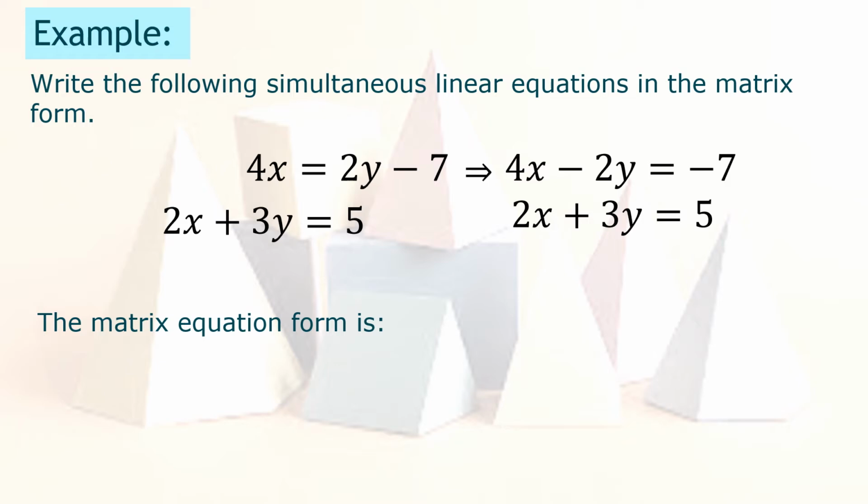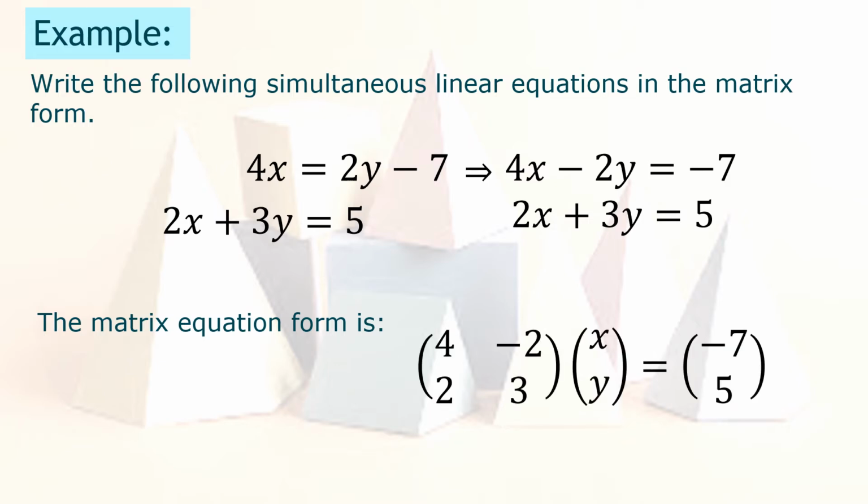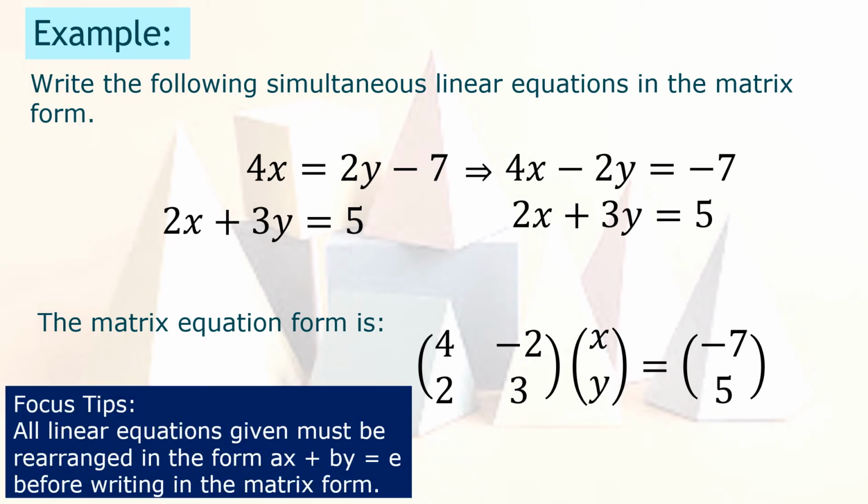So from here, the matrix equation form is [4 -2; 2 3] times [x; y] equals [-7; 5]. Focus tip in here: all linear equations given must be rearranged in the form ax + by = e before writing in the matrix form.